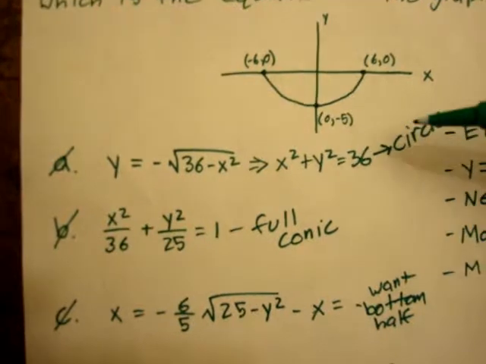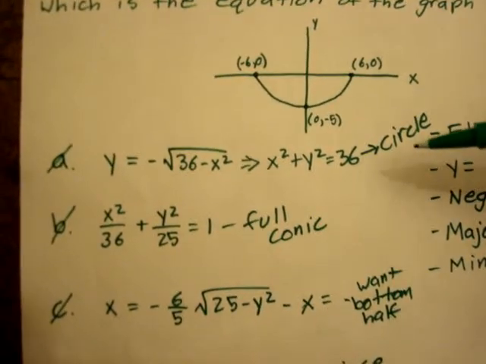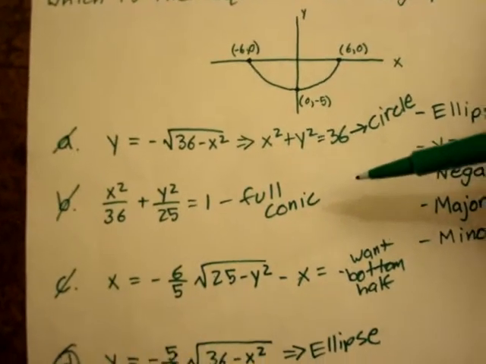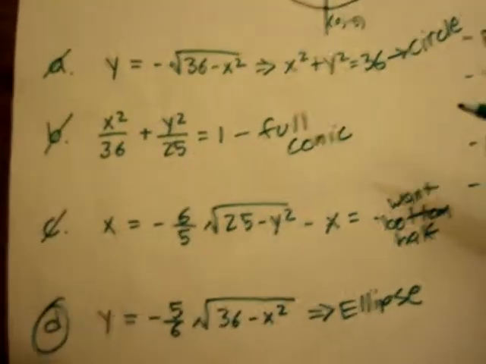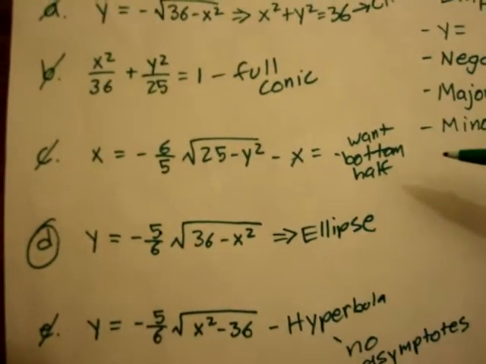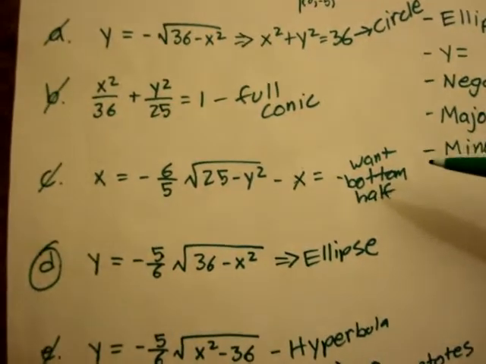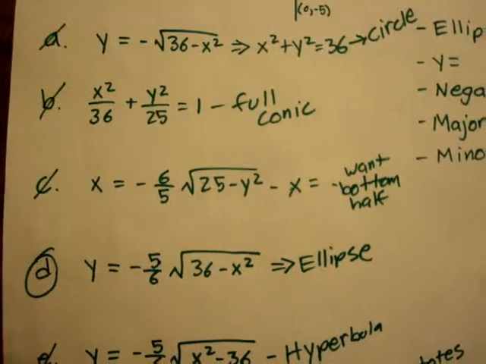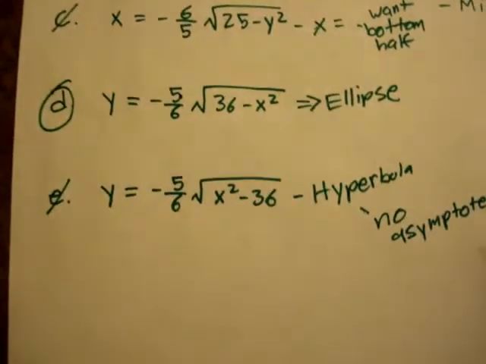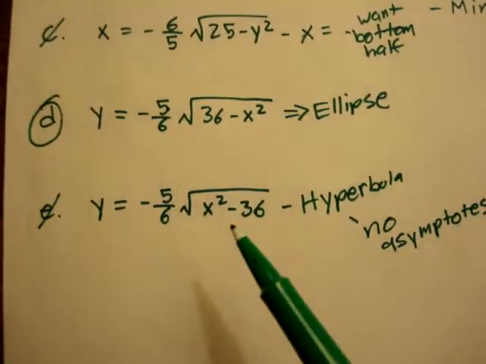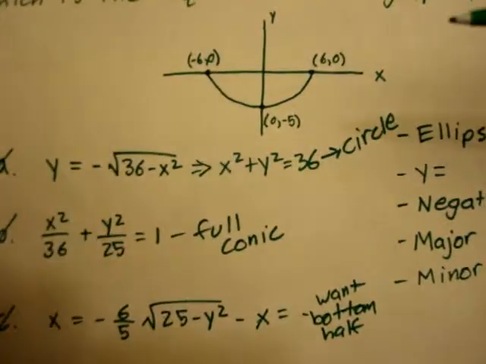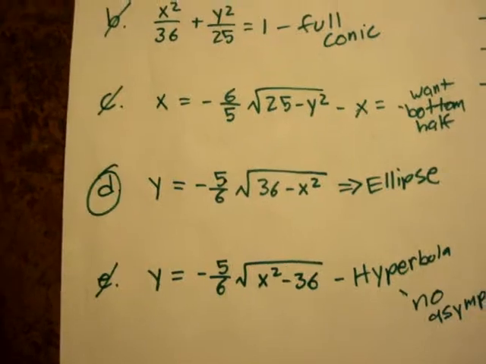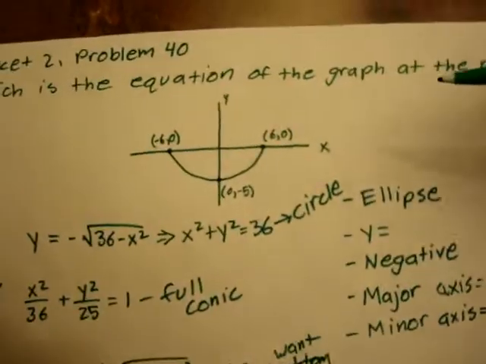A was wrong because it's a circle and it has no vertical or horizontal scaling. B was wrong because that represents a full conic and we only want the bottom half of this ellipse. C was wrong because it is an x equals equation, and that would give us the right or left half when we are looking for the top and bottom half. And E was wrong because this equation is a hyperbola and there are no asymptotes given in our original graph. So we have to conclude on D, which is in fact an ellipse and is this ellipse.